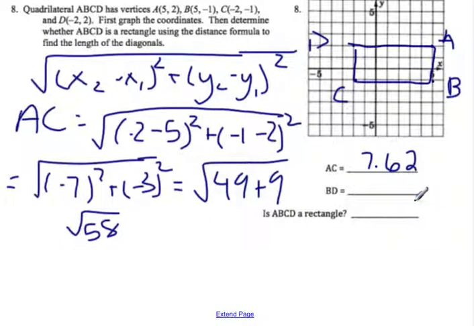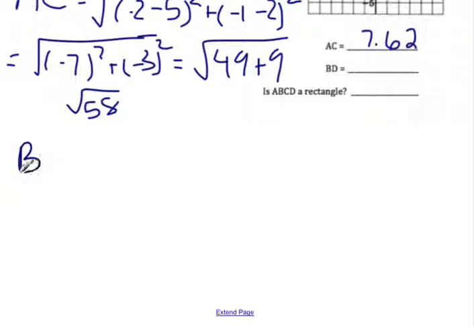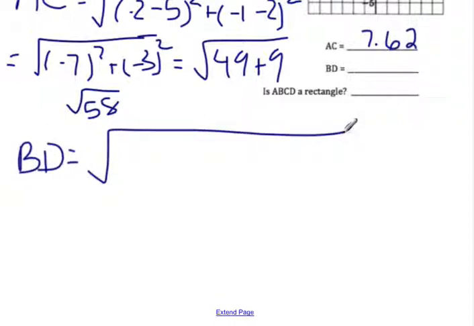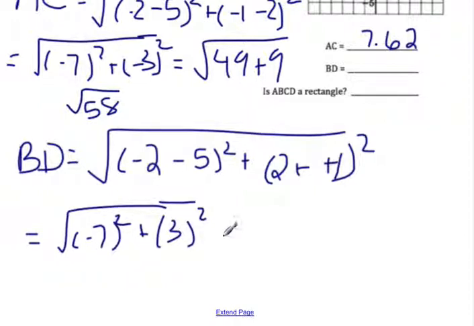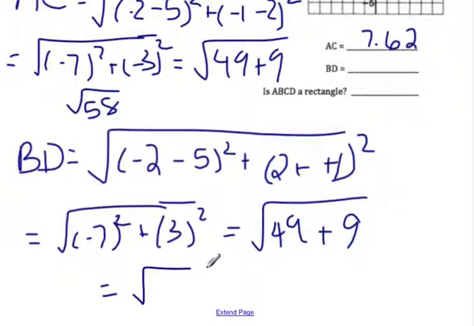Again, we're trying to determine if the diagonals are congruent, and if they are congruent, then we know it's a rectangle. So for BD, we're going to do negative 2 minus 5 quantity squared plus 2 minus a negative 1. Now remember, when you subtract a negative, it's going to become plus a positive. So here I'm going to have negative 7 squared when I add negative 2 minus 5. And then 2 plus 1 is going to be 3 and then squared. So 7 squared, again, positive 49. 3 squared is 9. And then again, I get the square root of 58, which is 7.62.